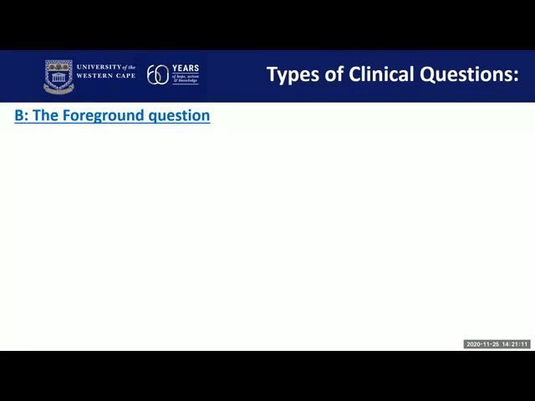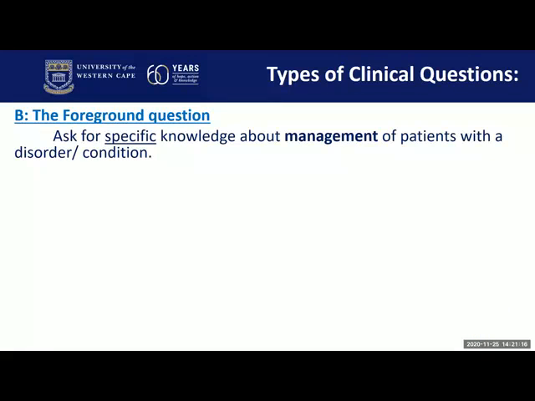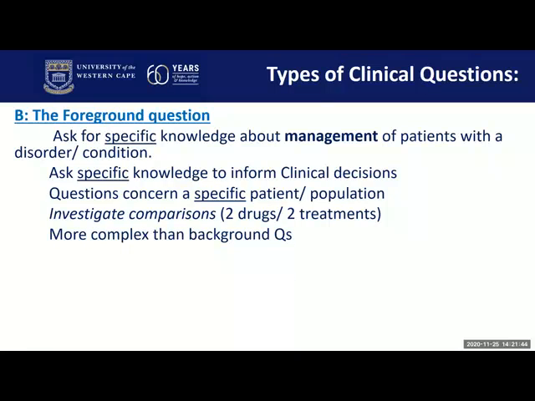Second type of question that you do get is what is referred to as your foreground question. Here you can ask specific questions, and the questions are very specific, related to knowledge about management of patients with a condition or a disorder. It's also a specific knowledge related to inform clinical decision making. The foreground type of question is concerns about a specific patient or population. It investigates comparisons, and it is more complex than your background question.